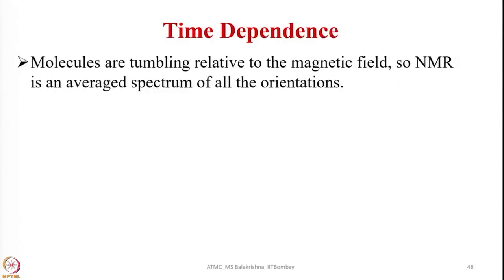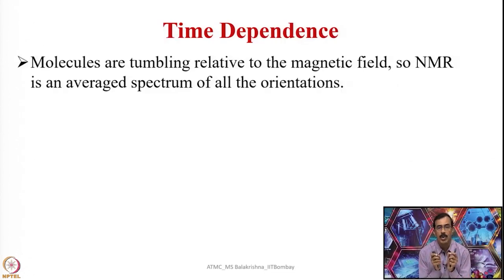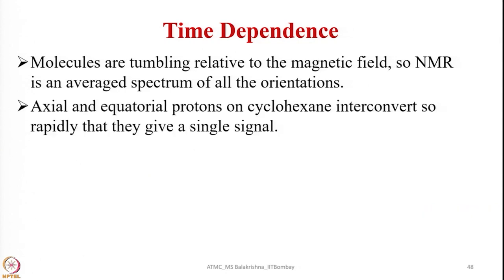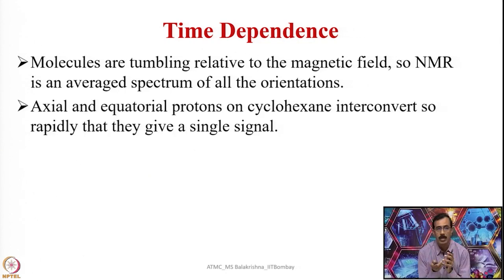Now, time dependence. Molecules are tumbling relative to the magnetic field. So, NMR is an average spectrum of all the orientations. Axial and equatorial protons on cyclohexane interconvert so rapidly that they give a single signal. For example, if you take the NMR spectrum of cyclohexane at room temperature, what happens? They are rapidly converting axial into equatorial, equatorial into axial. Because of this dynamic process, the NMR time scale doesn't identify axial and equatorial separately, and they appear as a single signal.